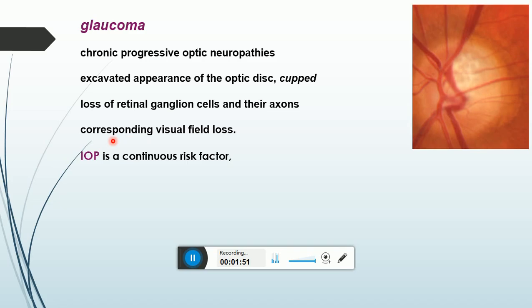And another important factor in glaucoma is intraocular pressure. It is a key modifiable factor. It is a risk factor and it is a modifiable factor. We can modify the IOP and control the glaucoma. So these 5 points are important in glaucoma.